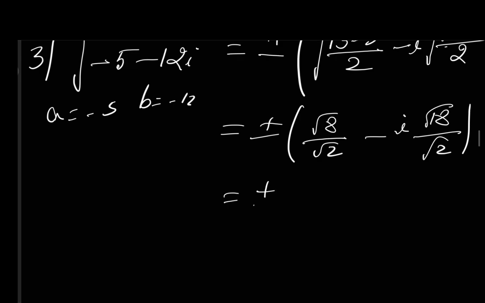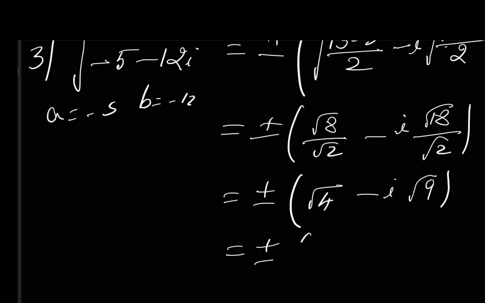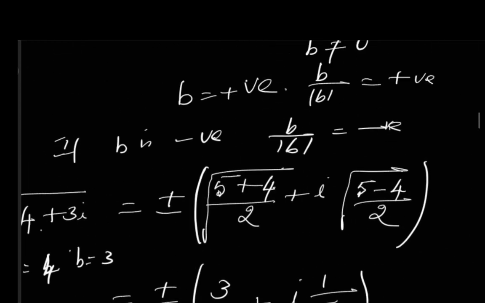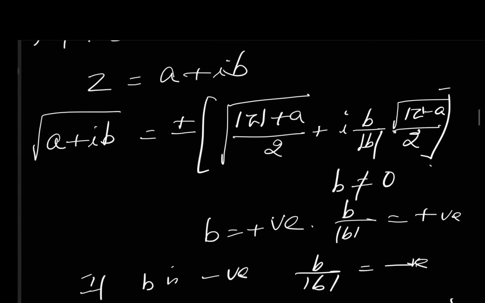So plus or minus, root of 13 minus 5 is 8, 8 by 2, minus i into root of 18 by 2. They are under the same radical sign, so you can cancel. 8 by 2 goes 4 times, minus i into root 9. Plus or minus root of 4 is 2, minus i 3, that is 3i. This is the answer. With that, these exercise problems are over. Thank you. Just go through and be thorough with the formula: modulus z plus a by 2, modulus z minus a by 2. B by modulus b is needed only to determine the sign. No need to substitute the values. Thank you.